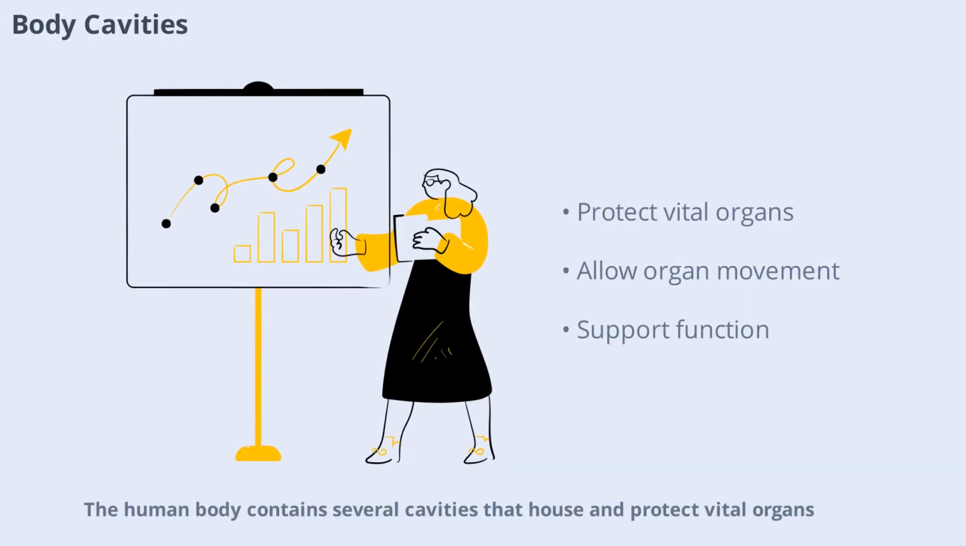The human body contains several cavities that house and protect vital organs. Major cavities include the cranial cavity, brain; thoracic cavity, heart and lungs; abdominal cavity, digestive organs; and pelvic cavity, reproductive organs. These spaces provide protection and allow organs to function efficiently.